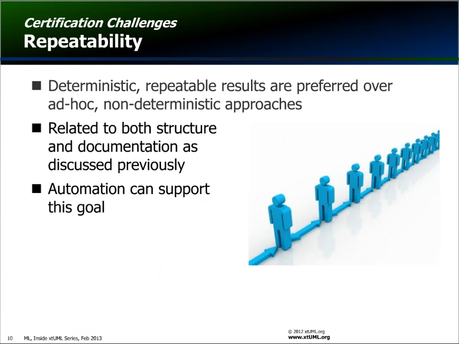A development process that delivers deterministic, repeatable results is preferred over an ad hoc, non-deterministic approach. This is really almost a side effect of a structured, documented development process. In other words, if you define and document a structured process, it should, for the most part, be repeatable. But add to this automation, and this can really support the notion of repeatability. And again, I highlight this because an xtUML process can really help with this aspect of a certification program.